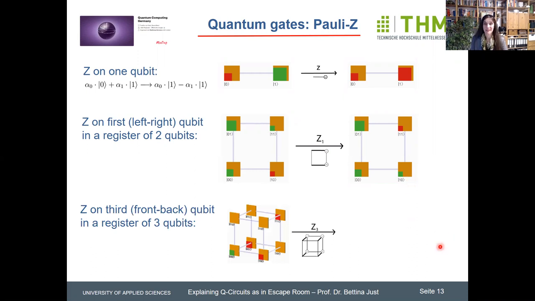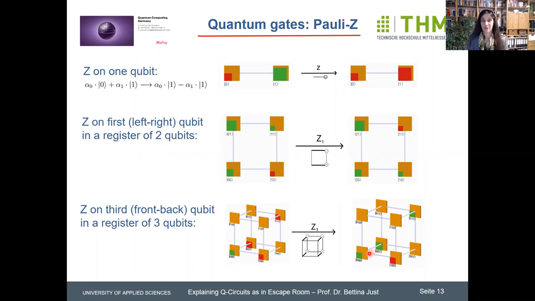And Pauli Z applied on the third, front back qubit in a register of three qubits. What will happen? Okay, here in front happens nothing, back will be changed. So you imagine. These two get green. This is what Pauli Z does.